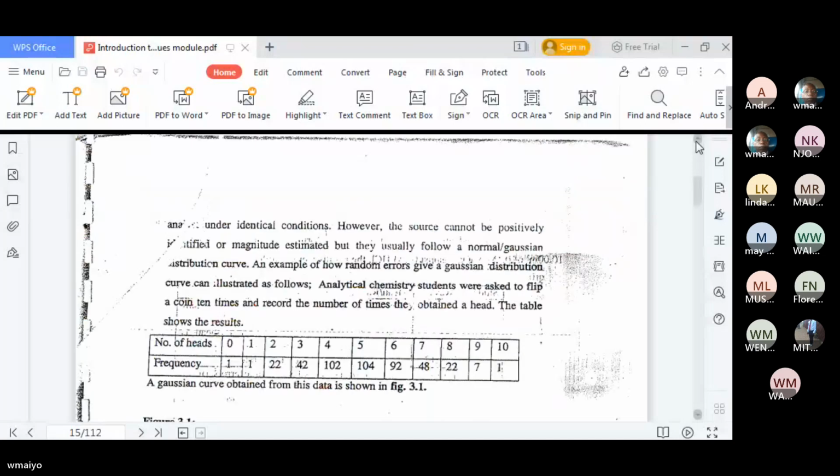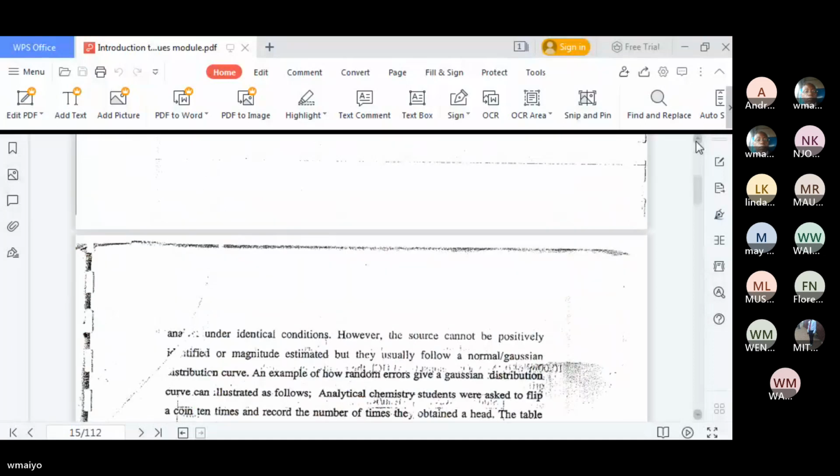I think the notes are not very clear. You need to check on these types of errors. We have two types. So they are classified into two. We have what we call random errors, and then we have what we call systematic errors.